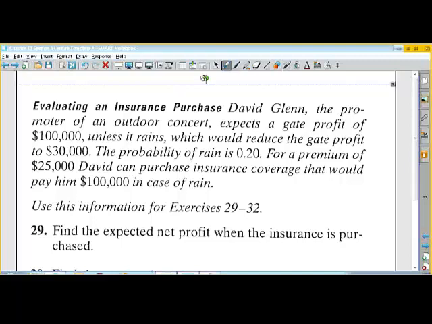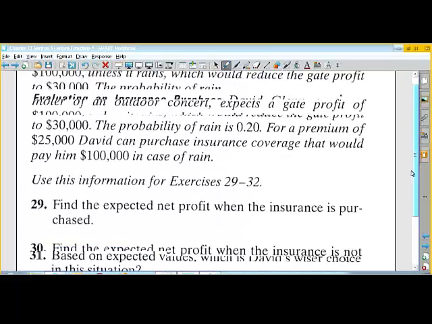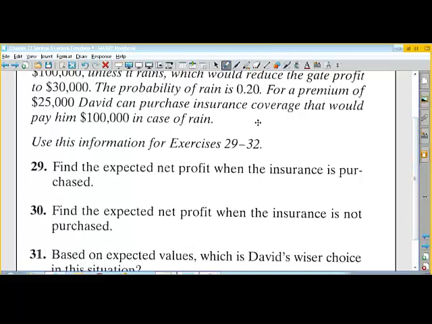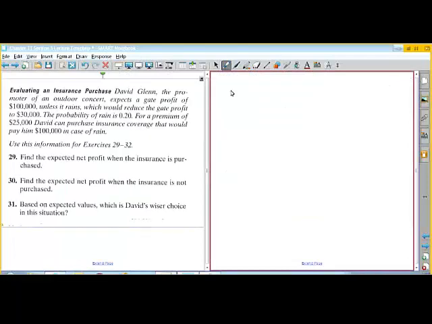So it says find the expected net profit when insurance is purchased. Second question is find the expected net profit when insurance is not purchased. Based on the expected values, which is David's wiser choice? You would think the wiser choice in the long run, if he has enough money saved up to take care of contingencies, is whichever one has the highest expected value.